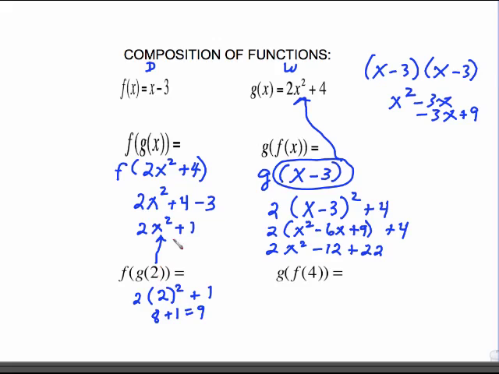If, though, you have not done this new function, the easier way to go is just to work from your inside out. g of 2 means put 2 over here. So 2 squared is 4, times 2 is 8, plus 4 is 12.